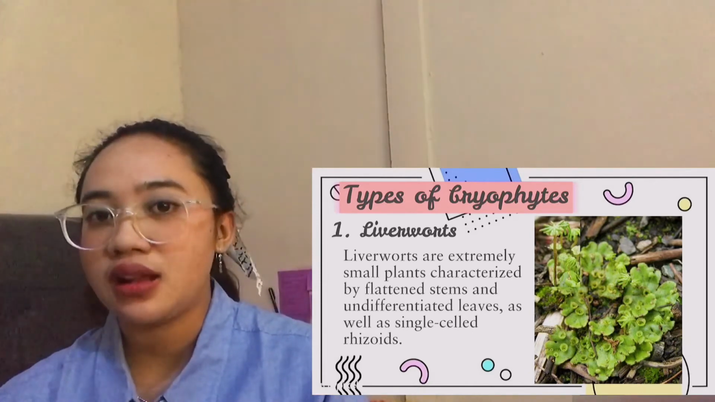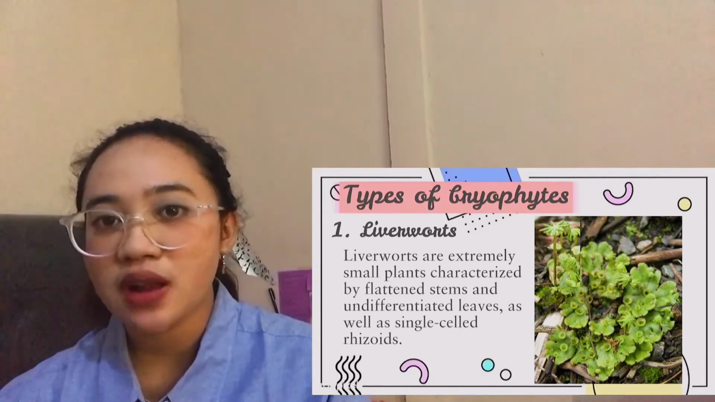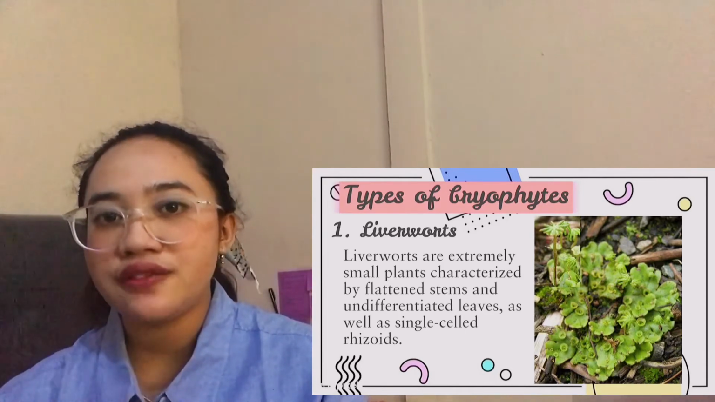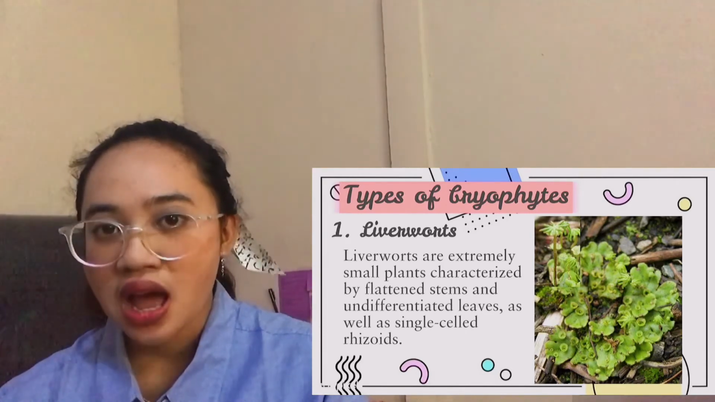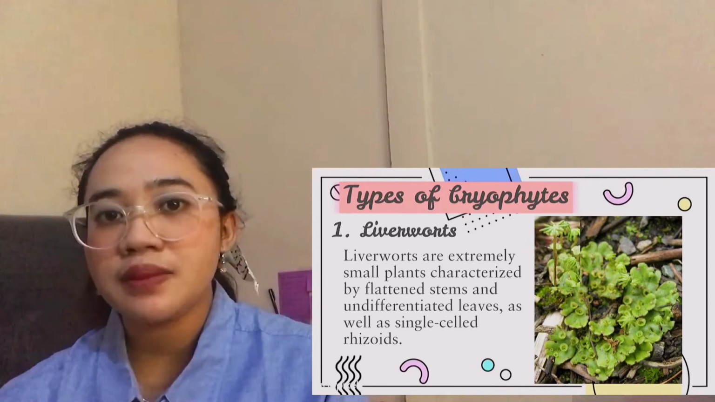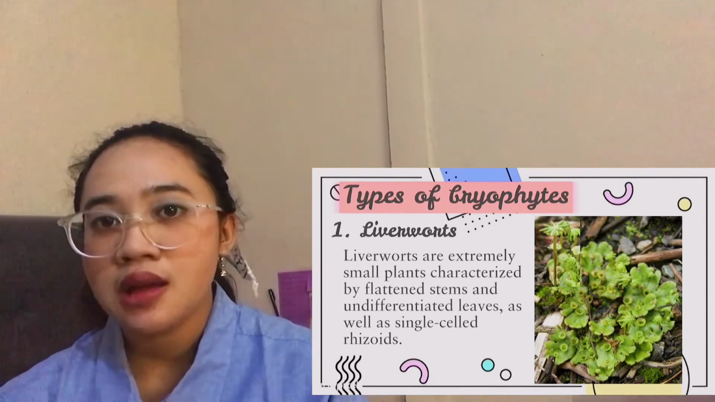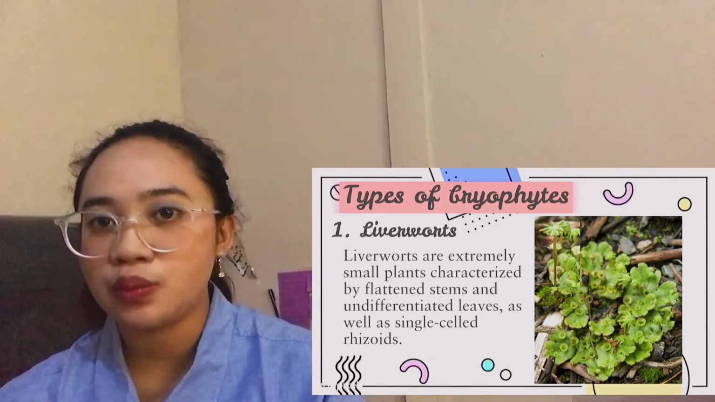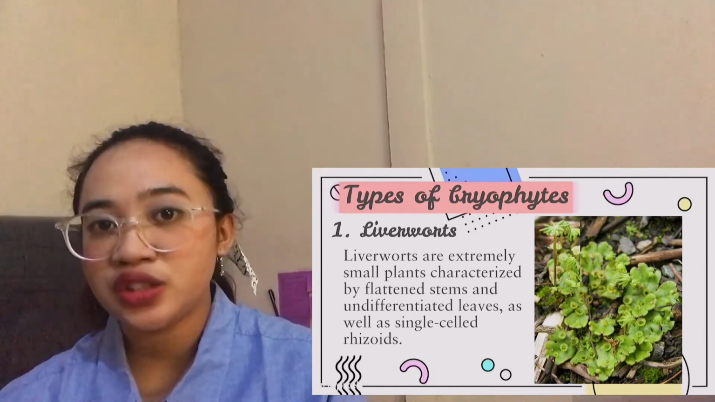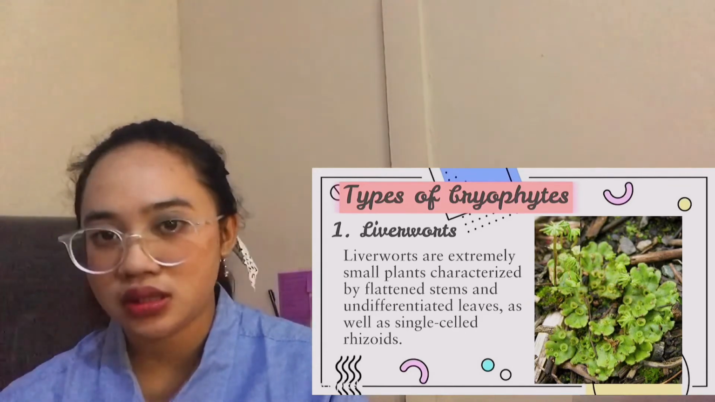Number 1 is liverworts. Liverworts are extremely small plants characterized by flattened stems and undifferentiated leaves, as well as single-cell rhizoids. Liverworts can be distinguished from other bryophyte species by the presence of membrane-bound oil bodies within their cells, compared to other species which do not contain enclosed lipid bodies.